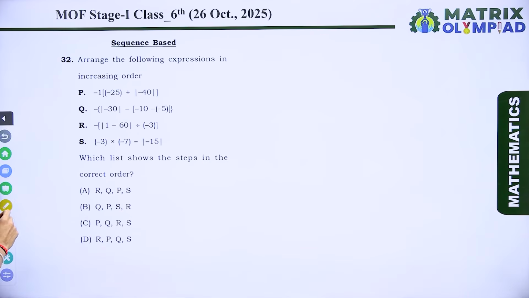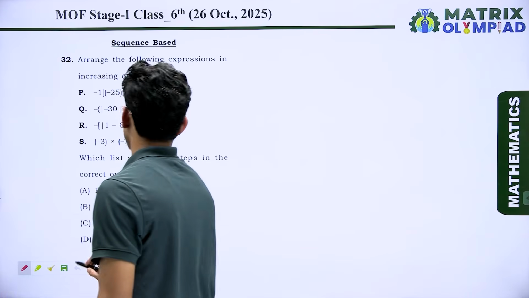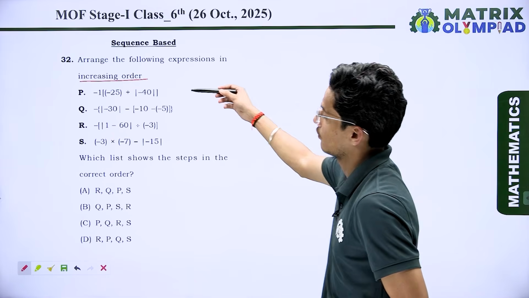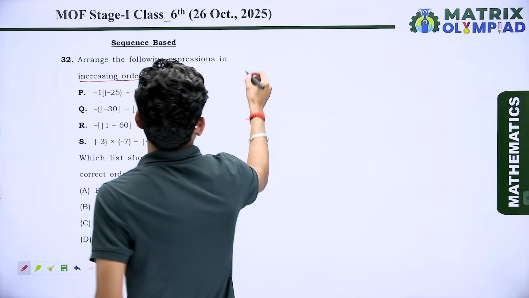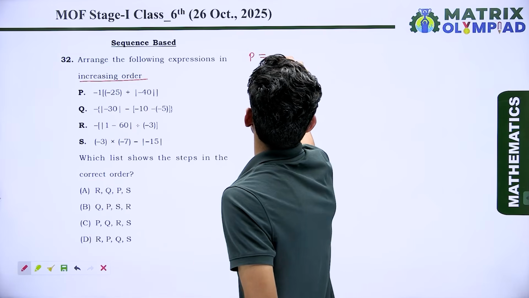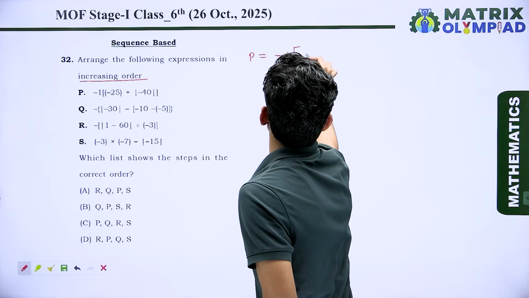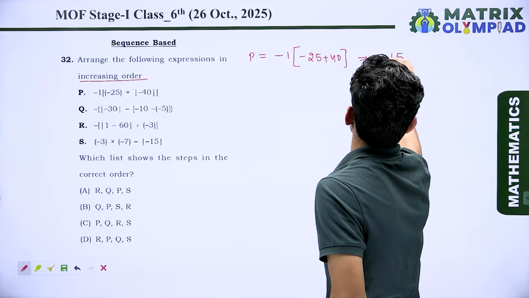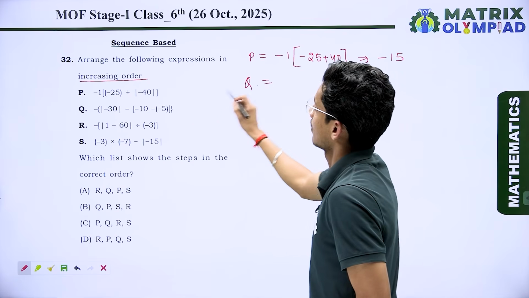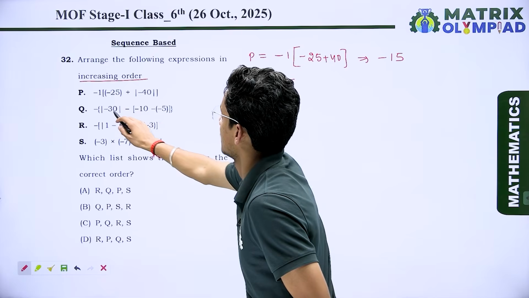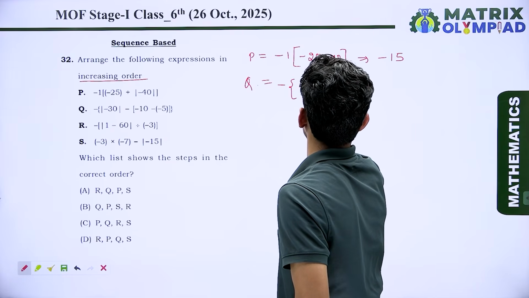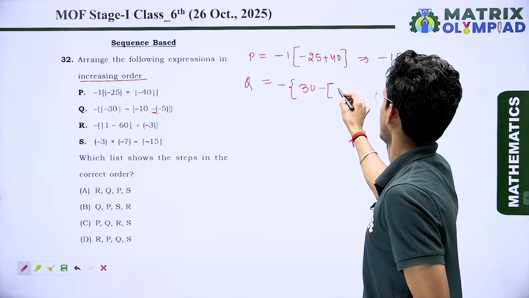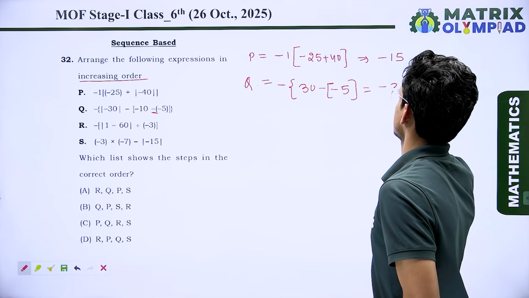Now the next question, which is sequence based: arrange the following expressions in increasing order. First we have to solve all of P, Q, R, S. For P, I can write -1 bracket minus 25 plus 40. When I simplify it, we get minus 15. Now next, Q: minus curly bracket mod of minus 30, the value of mod of minus 30 is 30, minus bracket minus 10 plus minus minus plus, so minus 10 plus 5, here we get again minus 5. So the result is minus 35.